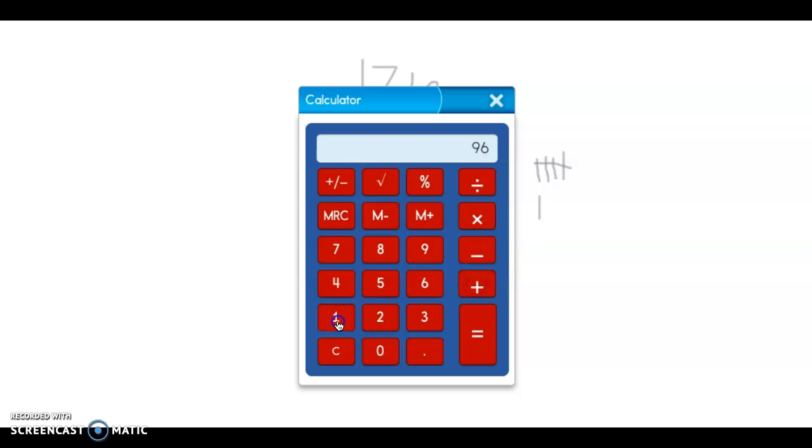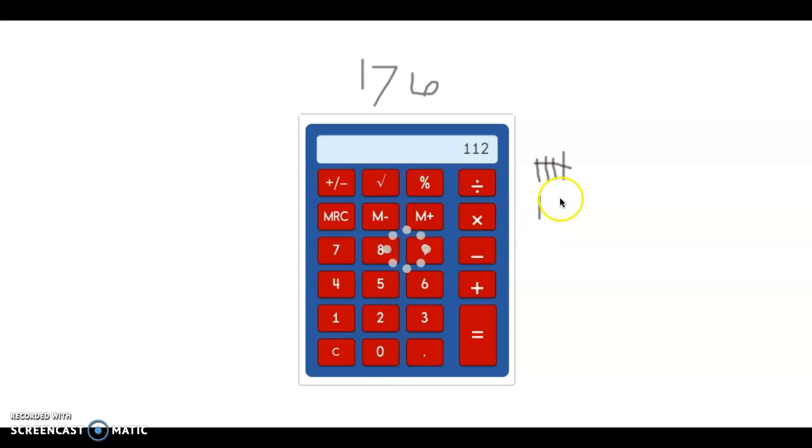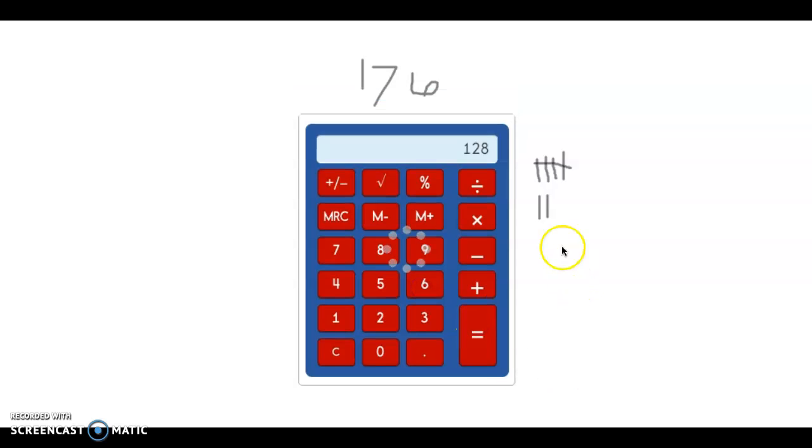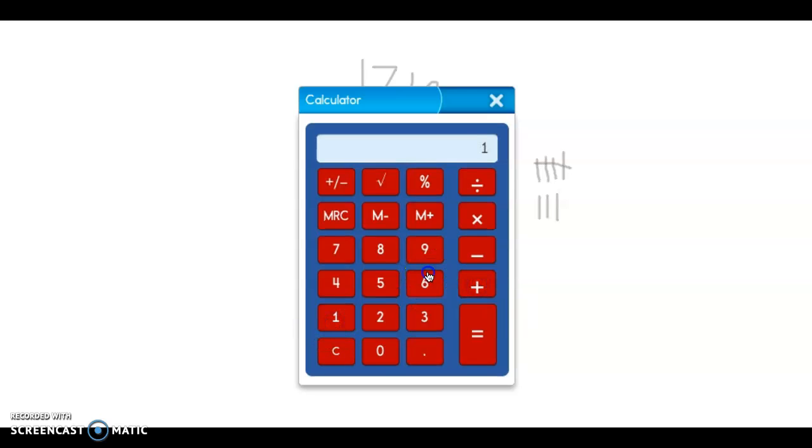Okay, add another 16. This is how we can do it on our calculator. Still not at 176, so we'll add another tally. And we'll add another 16. 128. We are getting closer, people, but not quite. Okay, add 16.